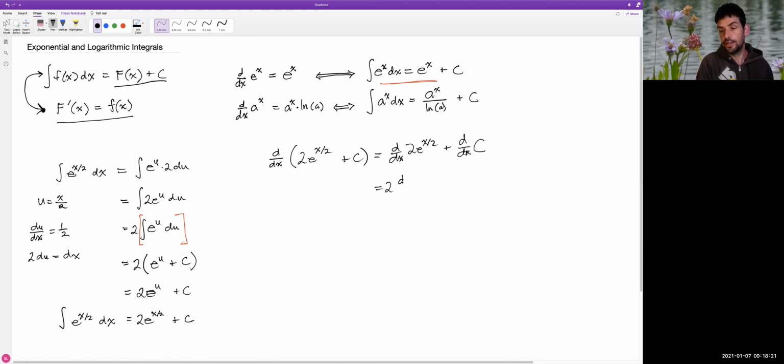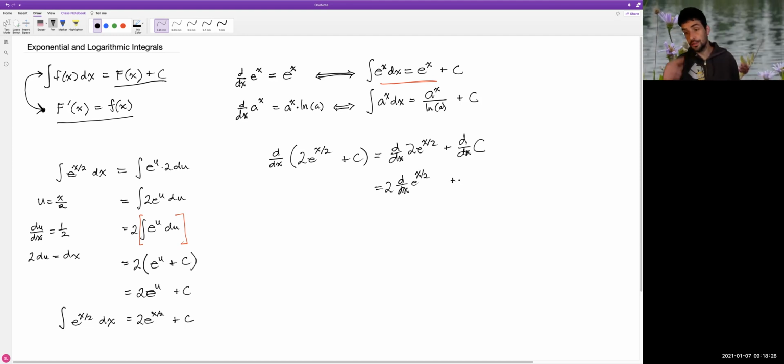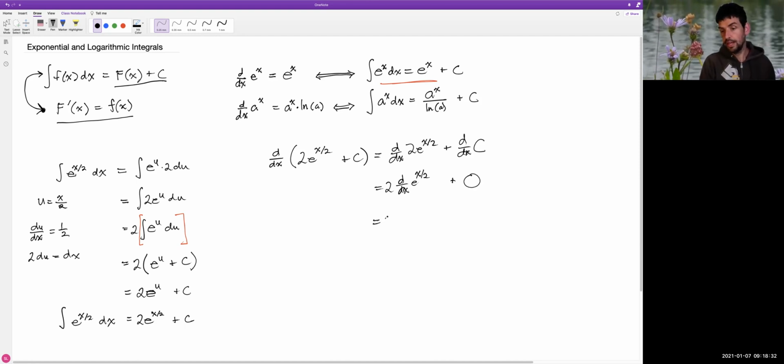I can also slide that constant out front. If you haven't done derivatives in a while, this might be a nice little review. The derivative of a constant is just 0. So there's my 0. Here, I have to use the chain rule.